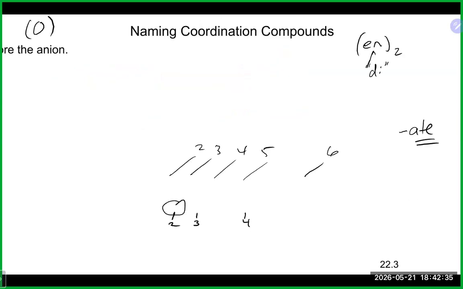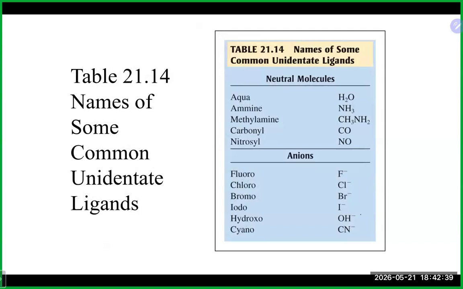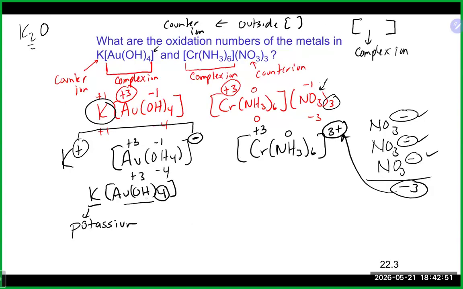And again, if we roll through here and take a look at our chart, we can see that OH⁻ is hydroxo, and the prefix for 4 is tetra. And that is what we would use. So we would come through here, and this would be tetrahydroxo.